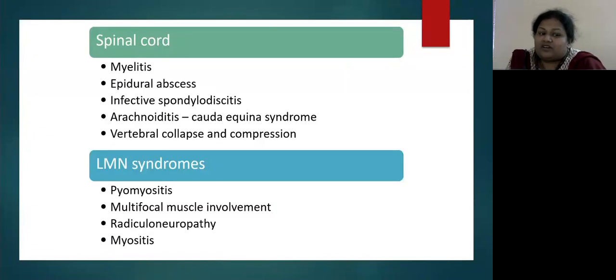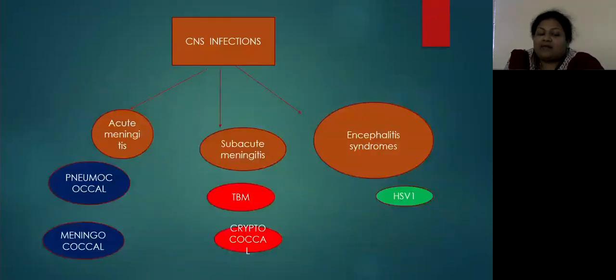Among the spinal cord infections, you can have a myelitis. It could be an epidural abscess. It could be a disc which is infected and going in. Could be arachnoiditis. Okay, and there are multiple other syndromes which can present, which we are not going to go into. So, what I would talk about today would be acute meningitis.